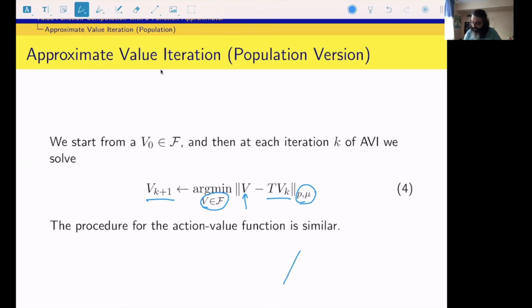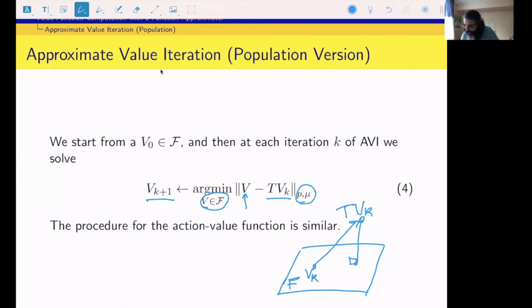Maybe I can show it like this. If it's a linear function space, we start from some Vk within that space. Vk is already in that space. We apply the Bellman operator to it. It may go out of that space. So I show you like this point. That would be T of Vk. And now I try to find a point that has the minimum distance in that space. So for example, I find the orthogonal projection of it, which would be the minimizer of the L2 norm. And if we do that, that would become my Vk plus 1.